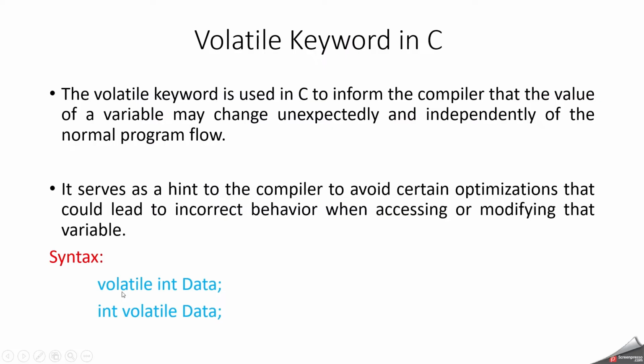How to use volatile, and how to do the syntax declaration? If you see here, it's a very simple one. Here I use the keyword volatile, the data type, and the variable name. You can use volatile for an integer, a pointer, or wherever you want. You can declare it with volatile before the data type or the data type followed by volatile. Everything is allowed in C language.